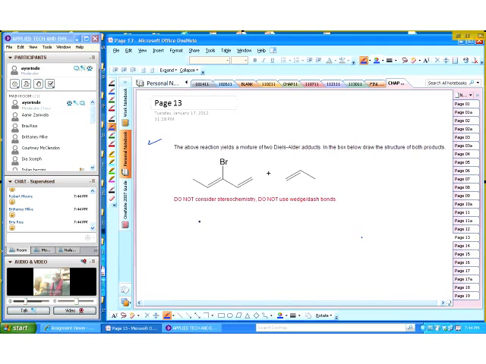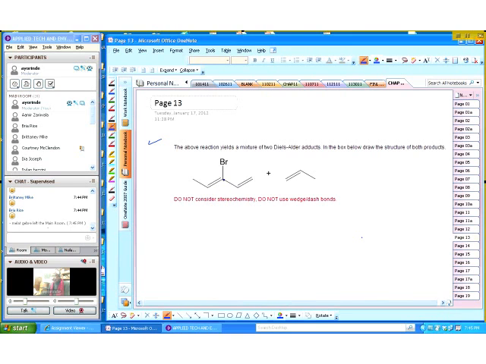Okay, very good. So what they want us to do here, they say the above reaction, it should be the below reaction. In this reaction below, this is the diene and this is the dienophile. They are saying that two products will be formed, and we need to show the two products.